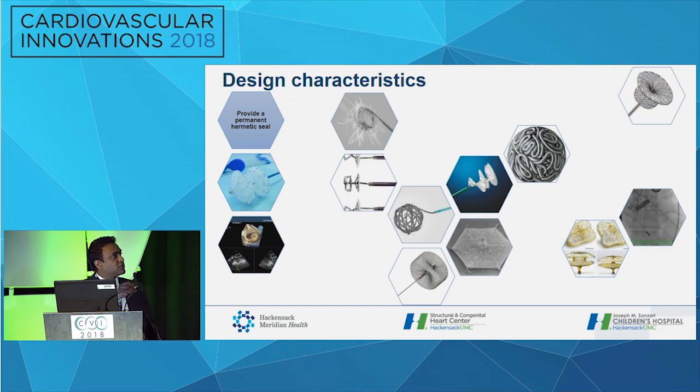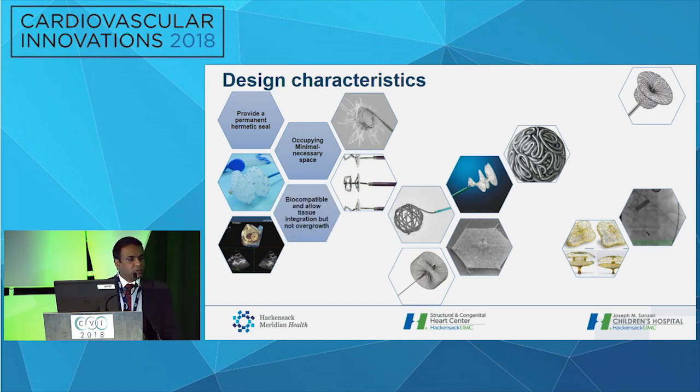So what should a cardiac occluder device have? What should the characteristics be? First of all, it should provide a permanent hermetic seal to whichever closure you're trying to do. It should occupy minimal necessary space, again, to not cause injury to the adjacent structures, and also you want to be minimalistic. It should be biocompatible and allow tissue integration, but not cause overgrowth. And overgrowth, as you can see, can cause more problems.